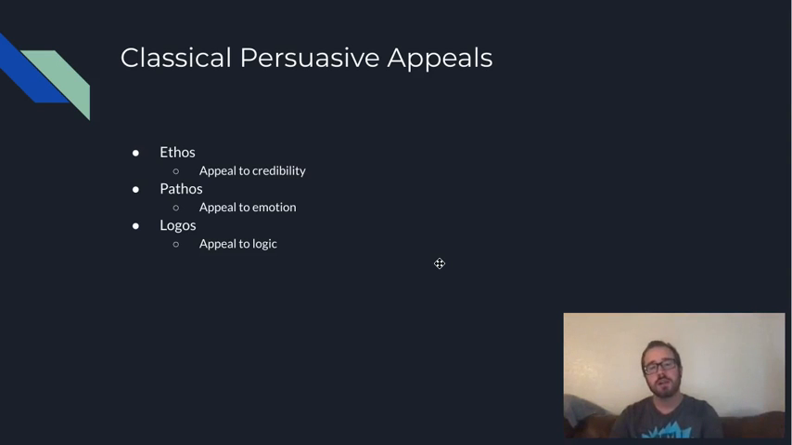But Aristotle came up with this sort of triangle of the three types of persuasive appeal that we can use. And he argued that we should have a balanced triangle, right? You should have all three of these types of appeals working together to create a strong foundation on which you can persuade an audience. So the three classical persuasive appeals from Aristotle are ethos, pathos, and logos.